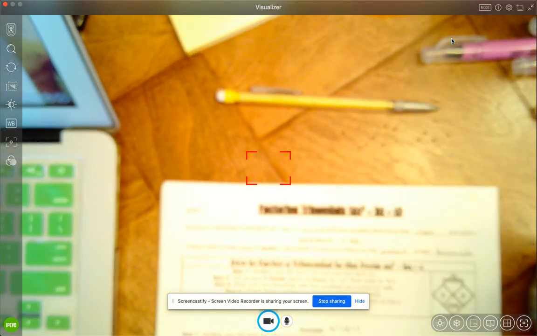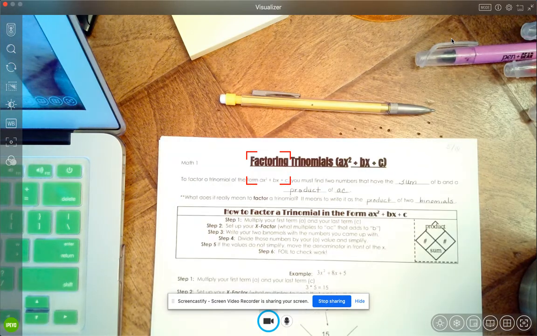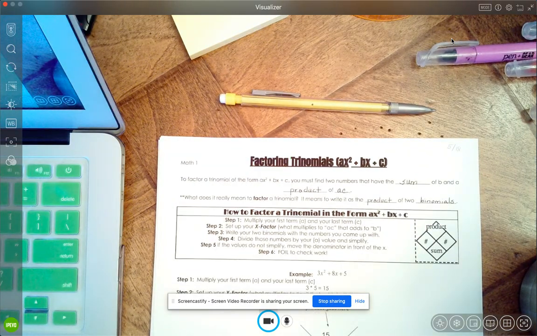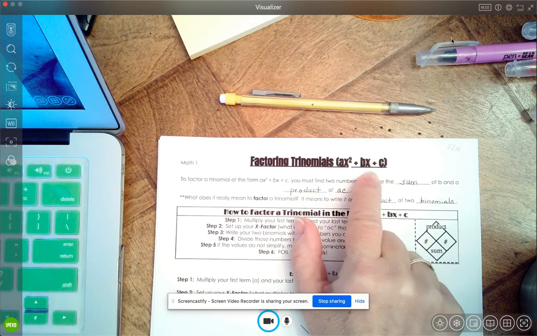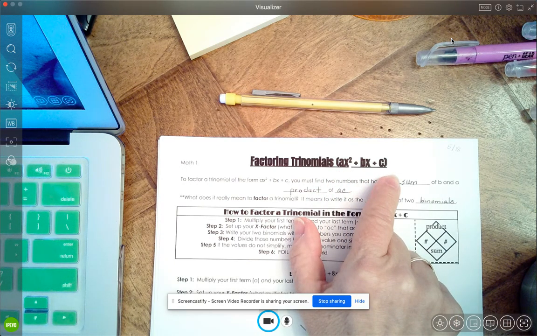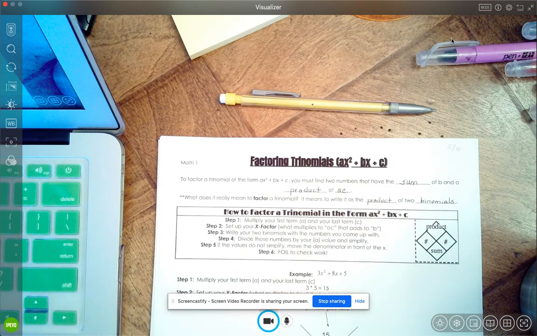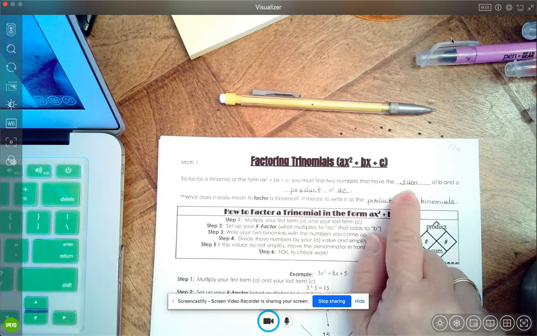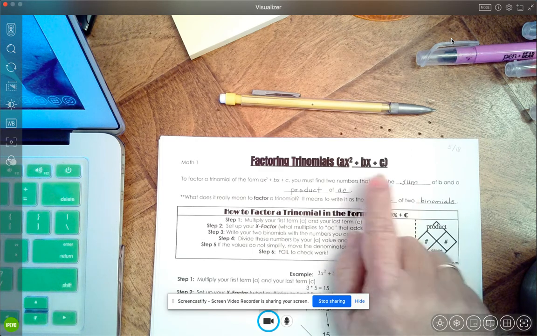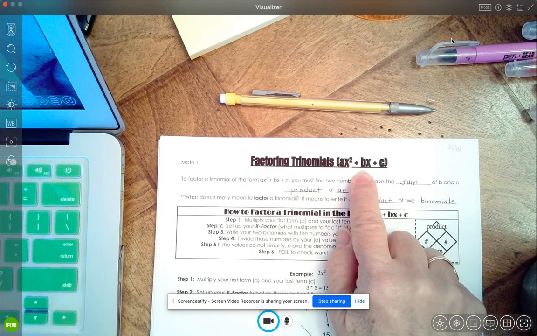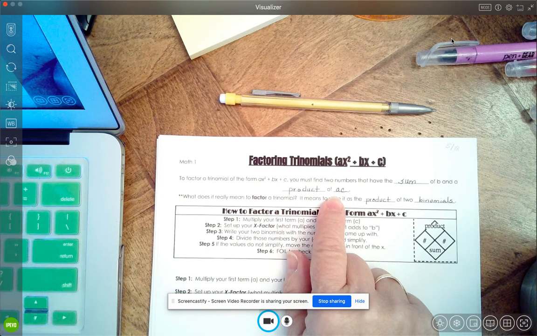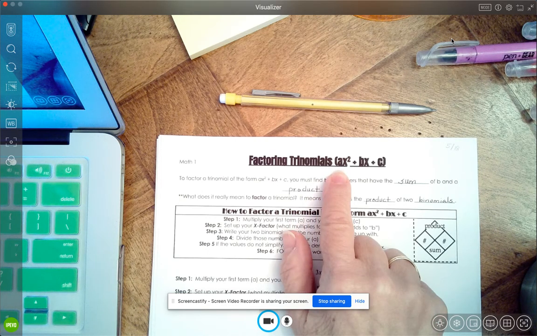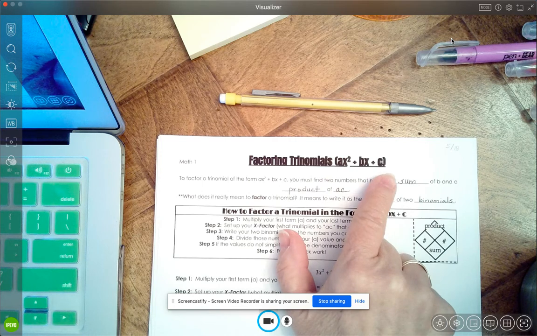If we're going to look at factoring, last week we multiplied two binomials together and we got a trinomial in the form of ax squared plus bx plus c. To factor a trinomial like that, we must find two numbers that have the sum of b, whatever the coefficient is in front of the x value, and a product of a times c, your leading coefficient and your constant.